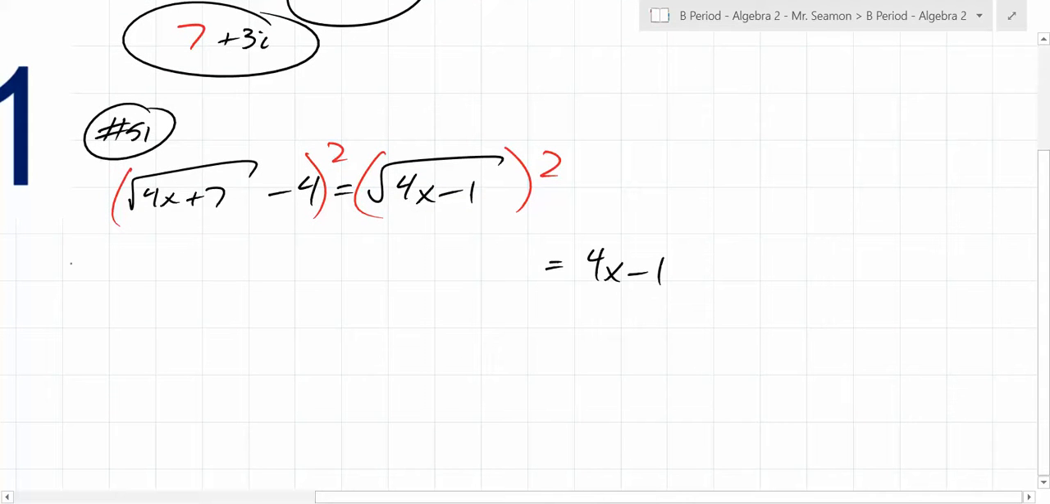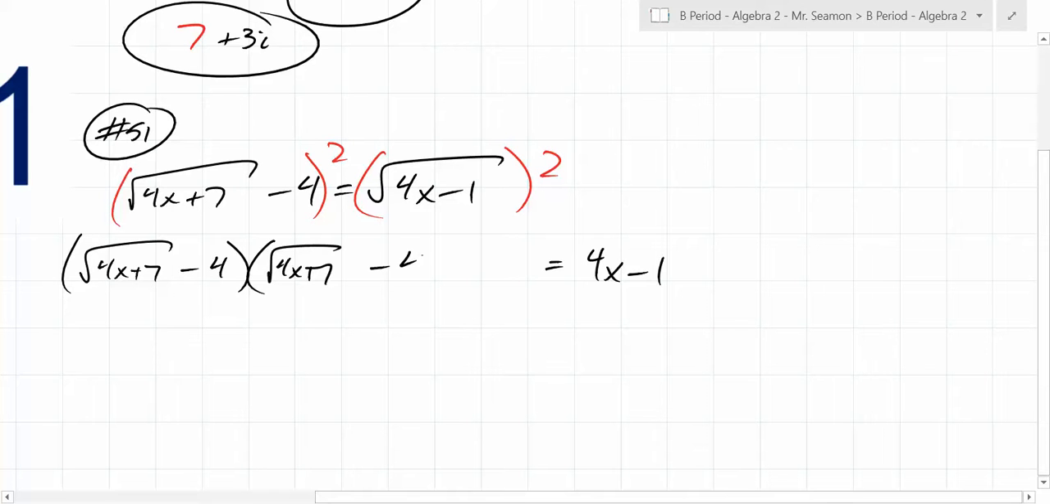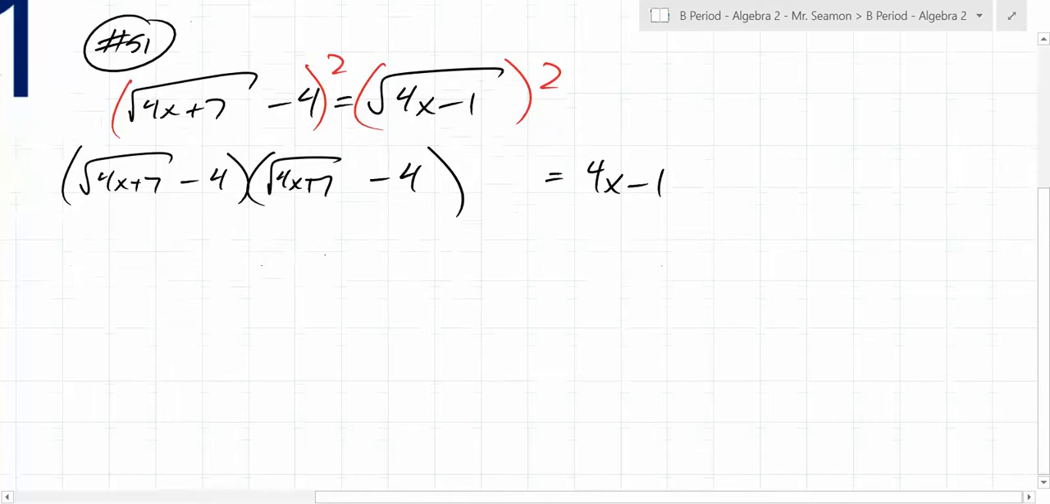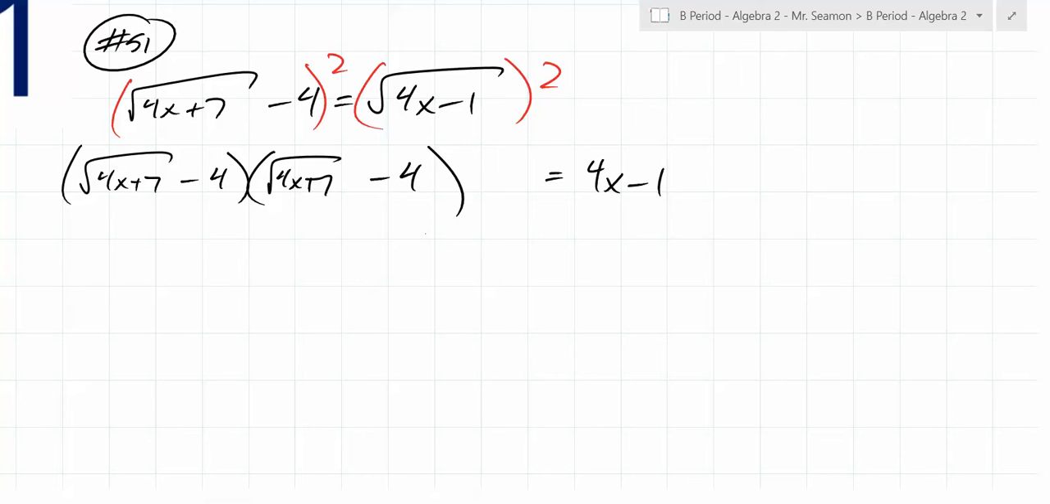4x minus 1. On the left, though, remember, you have to do 4x plus 7 minus 4 times what? 4x plus 7 minus 4. Like that, right? You have to do it out. You can't just square each individual thing. So what do you end up with?